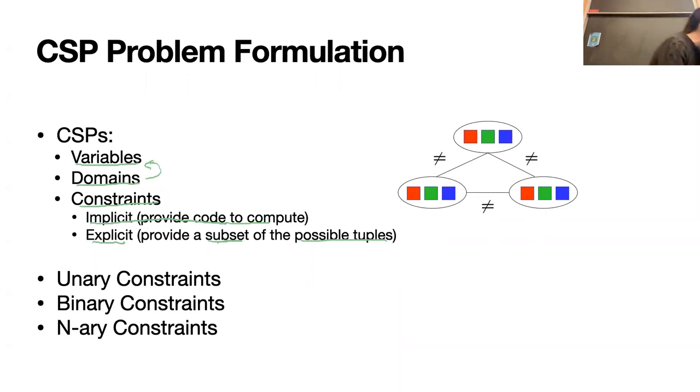And relating to constraints, we can have unary constraints. Remember, that is of one variable. We can have binary constraints, where you compare two variables. Or we can have n-ary constraints, where you look at multiple variables.